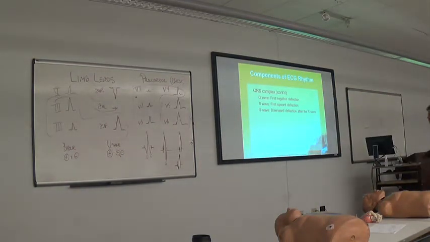So this should be a review for you. The Q wave is the first negative deflection, the R wave is the first upward deflection, and an S wave is a downward deflection after the R wave. Make sense? Should be review.